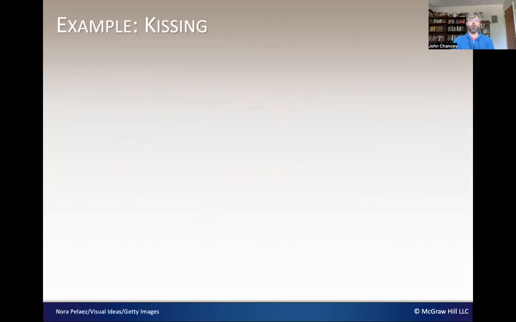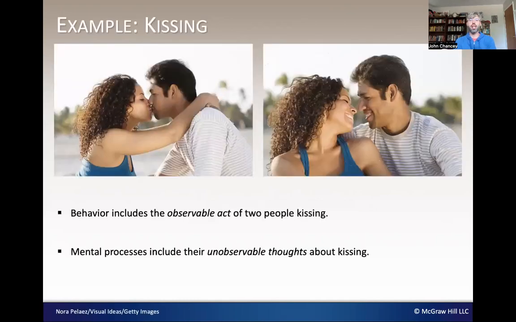Here's an example of what this might look like. If you were studying people who were attracted to each other, you could study the behavior of kissing. The observable behavior in this case would be the people actually kissing. If you're out and about and you see couples being very intimate with one another and kissing, that is a very observable act that you could witness and document, whatever you're studying.